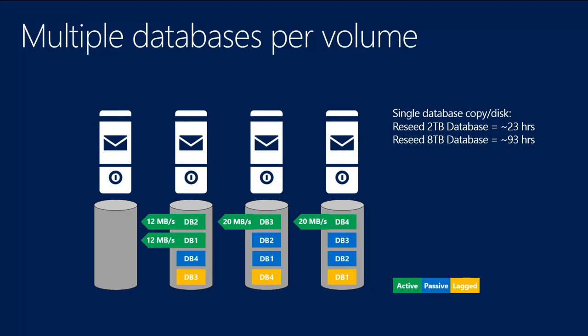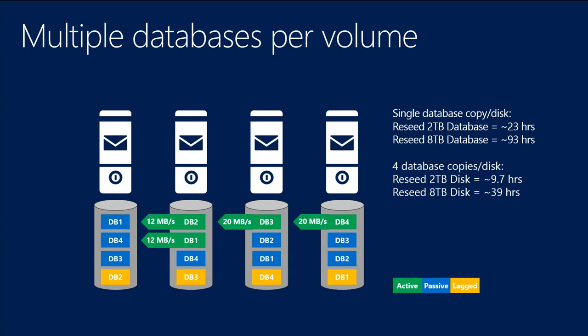Now, certainly, 2 of the databases are being seeded from one of the servers, and so they'll go at about half rate, maybe anywhere from 12 to maybe 15 megabytes per second. The other 2, DB3 and DB4, that's the only seed operation happening from those servers, so they will go at full rate at about 20 megabytes per second. So now, if we were to seed 2 terabytes of data, split evenly across the 4 databases, so about 500 gigabyte databases each, that would be about 9.7 hours, or about 10 hours for the seeding operation.